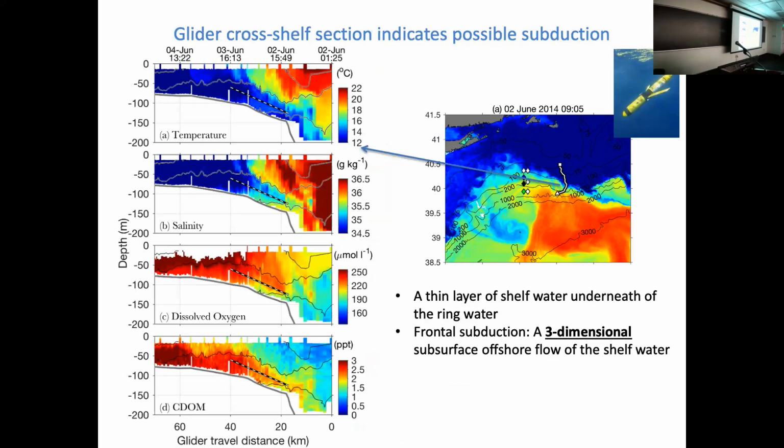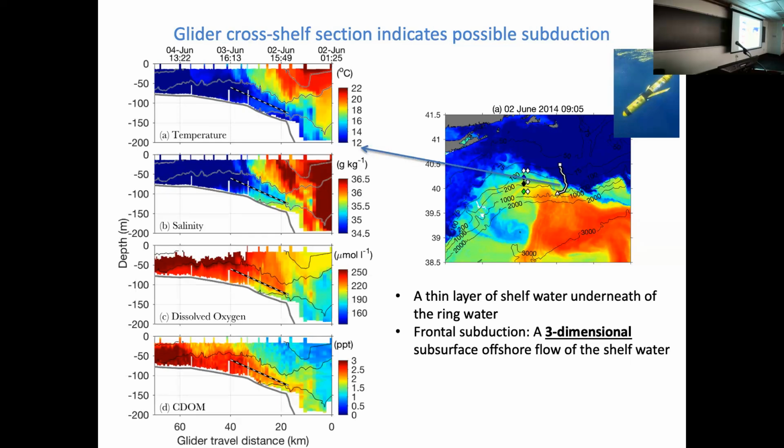This is the ring water offshore, and you can see a subsurface cold layer underneath. Then look at salinity. There is an intermediate layer of low salinity water that clearly came from the shelf, and below that is actually slope water. There is also indication of this high oxygen water being pushed down below the ring water, and a little bit of signal in the CDOM. So this suggests that shelf water, cold, relatively fresh, high oxygen, high CDOM water, is going offshore underneath a thin layer of ring water.